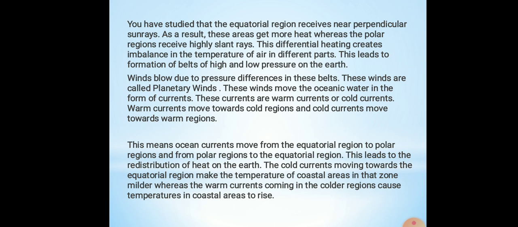That is only what is given. The cold currents moving towards the equatorial region make the temperature of coastal areas, now coastal areas have more temperature, so that temperature becomes mild because cold currents are moving, and the warm currents coming in the cold region, and the cold region receives warm currents from the coastal area, because coastal water, the seas and ocean water is always evaporating, correct? I hope you are getting it.